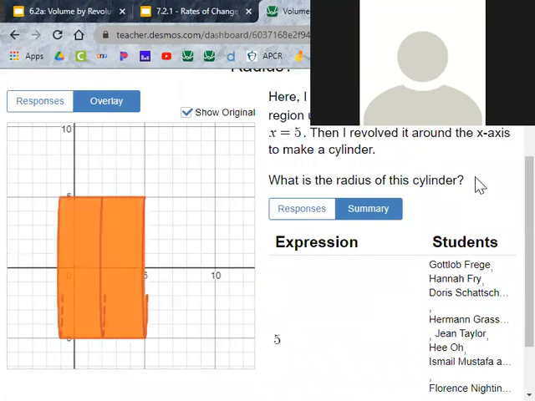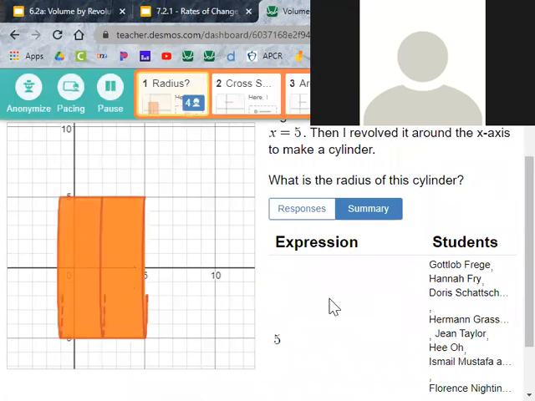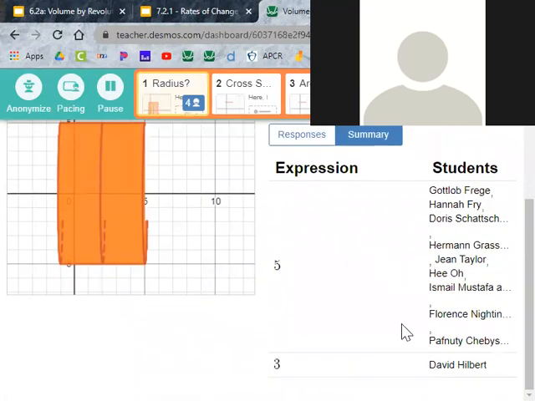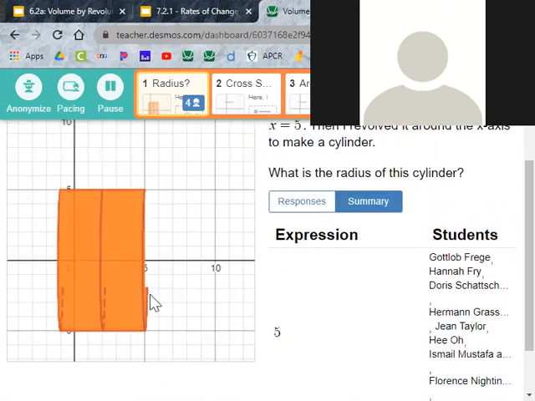So, what is the radius of this cylinder? 5. We had a couple people thinking it was 3, but the majority of us are thinking it's 5. In the teacher view, it's not showing the animation. But when you're looking at it, you can see that it starts up here, rotates all the way around and comes back. We're making a cylinder by taking this little region and rotating it. Cool.